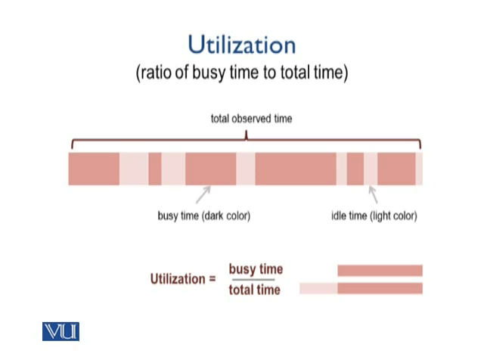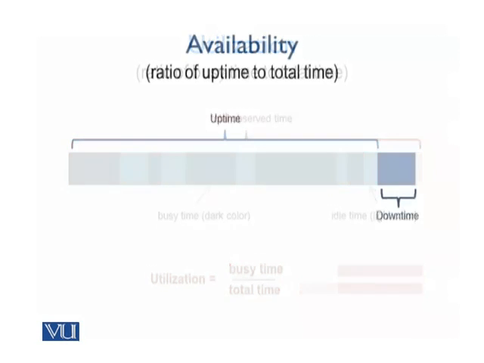Utilization would be busy time divided by total time. So if your busy time is too much, you would have a high utilization. On the other hand, if your busy time is less, you would have low utilization. Another example of a ratio-based metric is availability. And we often can have different definitions of availability, and we're going to give you two definitions.